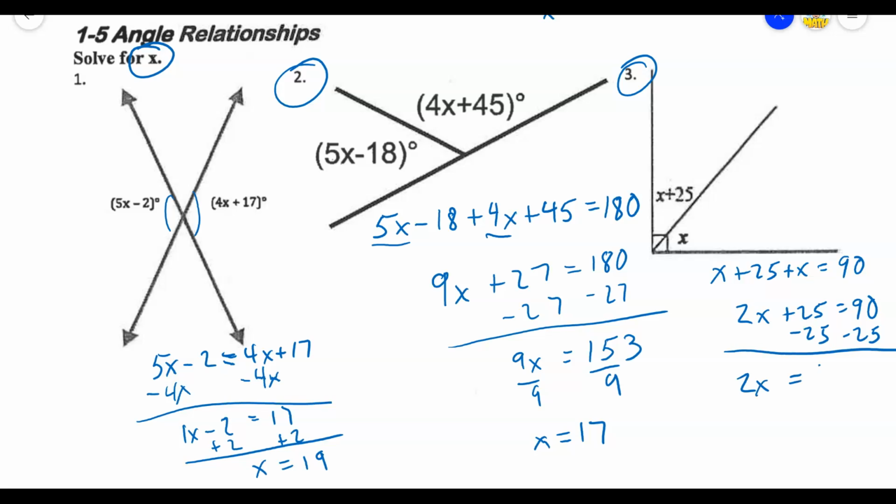2x is going to be equal to 65, so I'll divide both sides by 2. So x here should be 32.5.